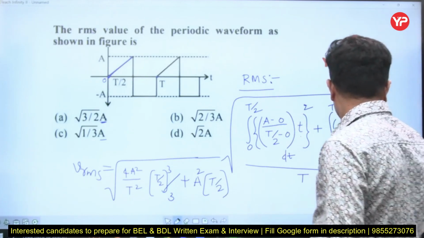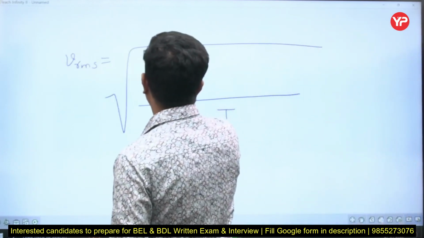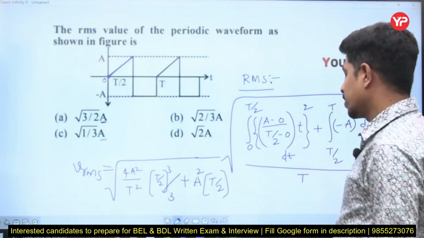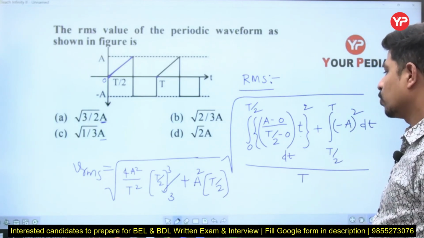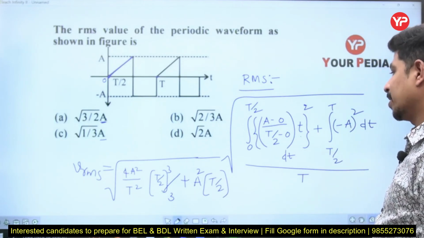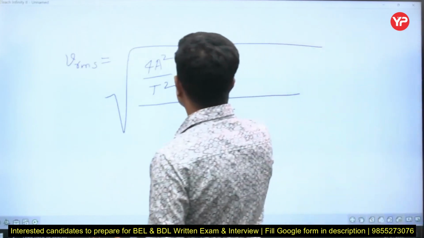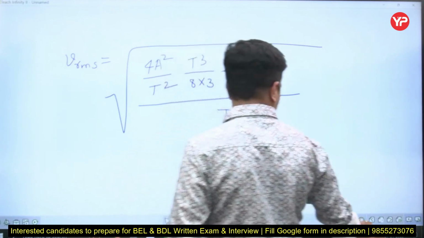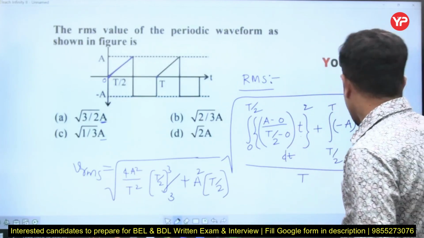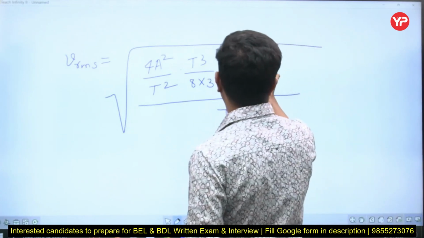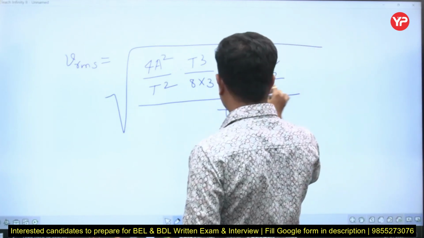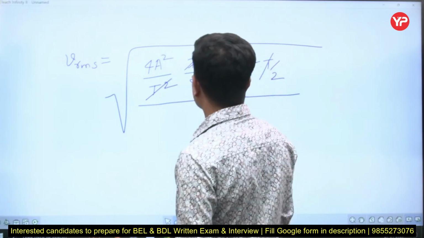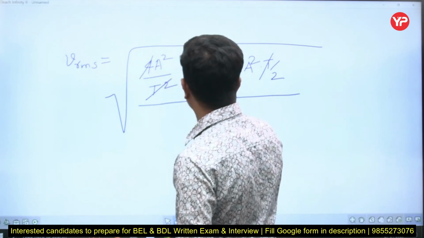Here we have 4A square by T square, T by 2 whole cube by 3, that is T cube by 8 into 3, plus A square into T by 2 plus A square into T by 2. So this is a T square, the square times gone, T times gone, this T times gone, and this is 4, 2 times it is gone.